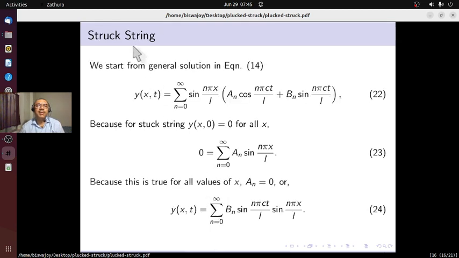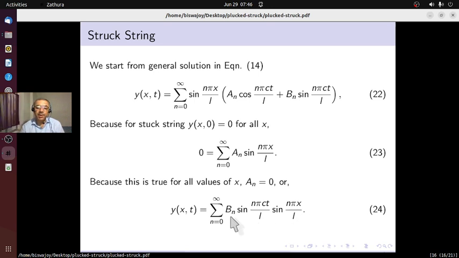Now let us go to the struck string. In the struck string, we can start with the general solution and put the boundary condition for displacement at t equal to 0. Then B_n goes away, A_n remains, and this is equal to 0. That means A_n has to be 0. So if I put A_n equal to 0 here, then the solution becomes y(x,t) equal to B_n sin(n pi ct by L) sin(n pi x by L).